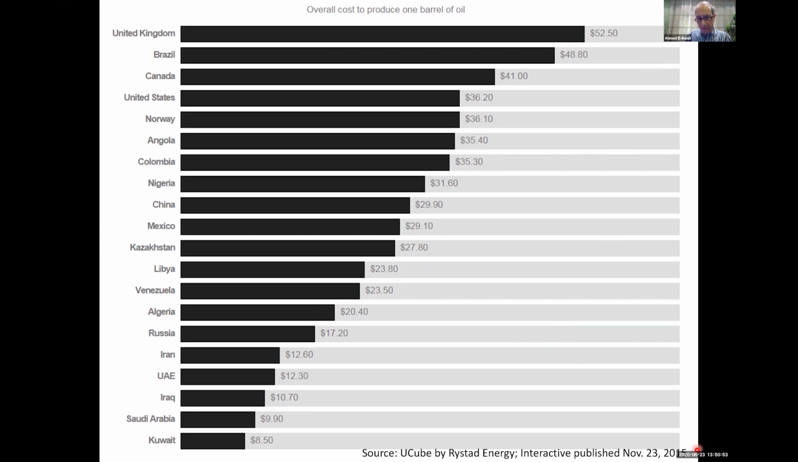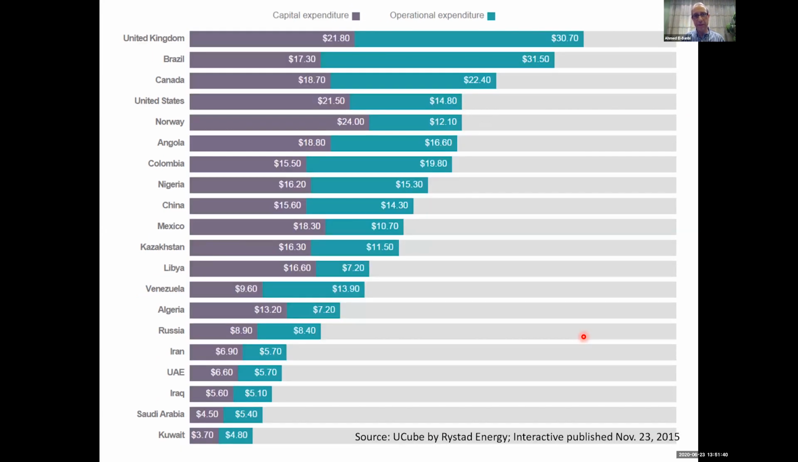This comes from a consulting company that looked into costs in different countries. This is the data as of 2015. By the way, every year these numbers change. In the UK, in 2015, unit technical cost was $52.5 per barrel, which means if they keep that cost, it will be very difficult to produce oil in the UK in today's environment. Let's look at the same statistics, but break it down into Capex and Opex.